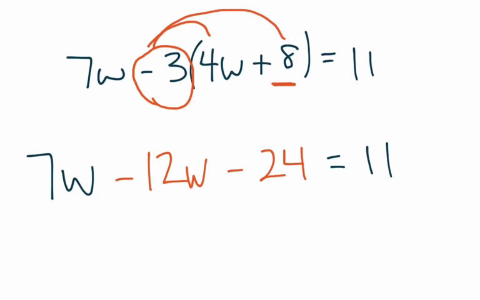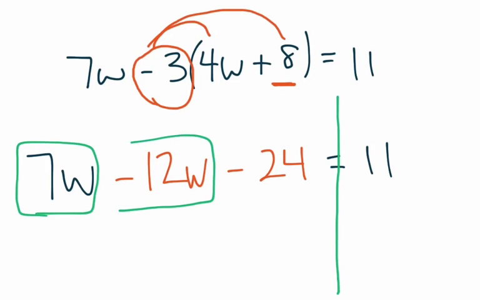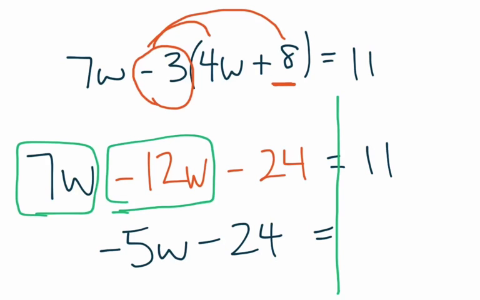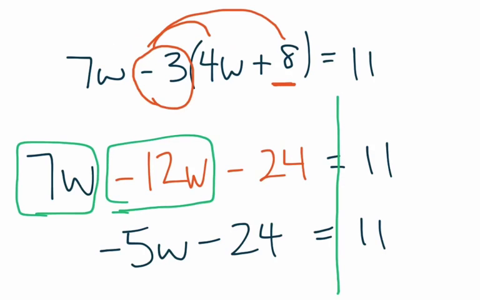And now what I notice is, if I draw my line, I have two things on this side of the equation that I can put together. These two w's can go together. So a +7 and a -12. If you add it in your calculator, +7 plus -12, you're going to get a -5w. -24 equals 11. And then we're going to solve this. So I'm going to erase and give myself some more space, and we'll work it out from here. -5w minus 24 equals 11.